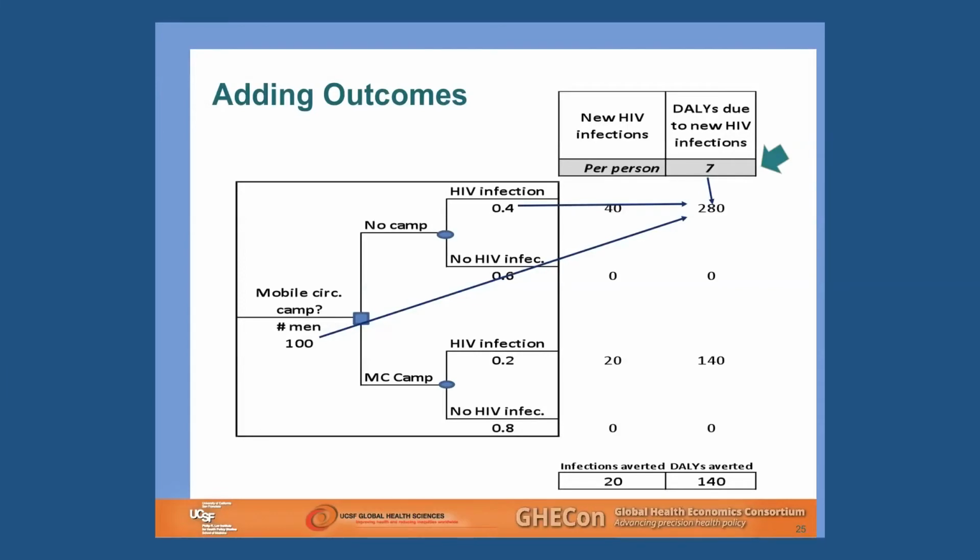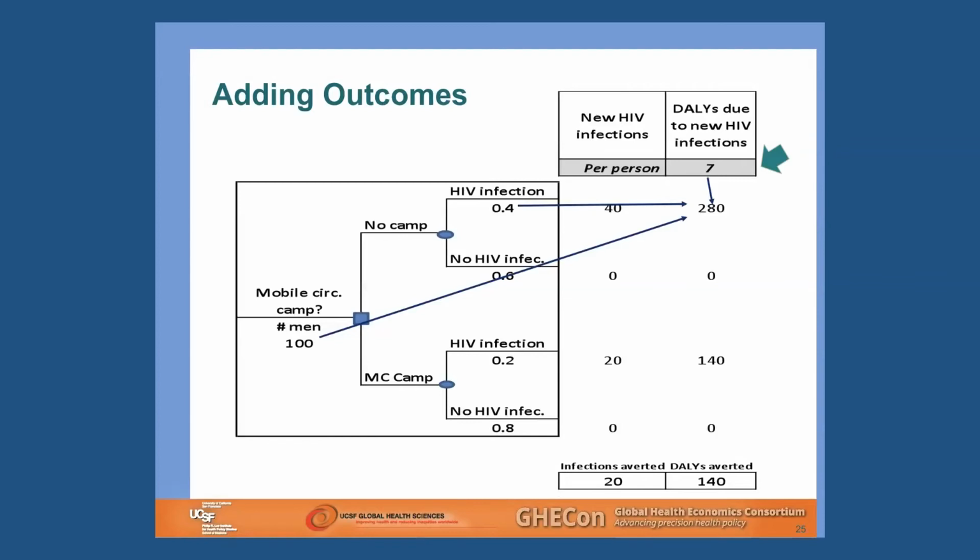Okay, let's add outcomes. So here, we're now saying, fine, we've got 40 people whose HIV infection is averted. That's 100 times 0.4. And there are going to be 7 DALYs due to each of these new infections. So this is 7 disability-adjusted life years lost because of the HIV infection. And now, let's see how we get to that 280. It's simply the product of the 100 men times the 40% chance of infection times the 7 DALYs per infection.